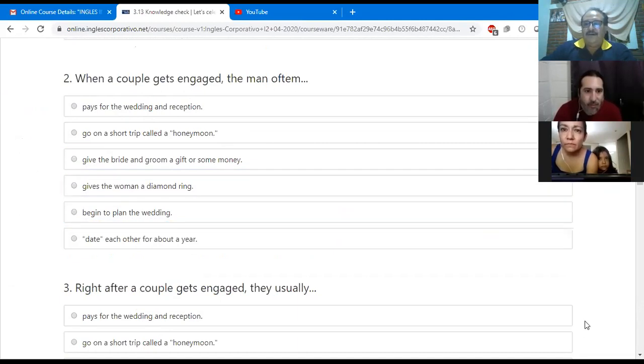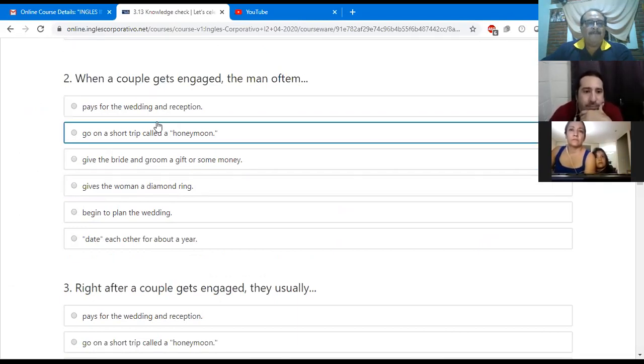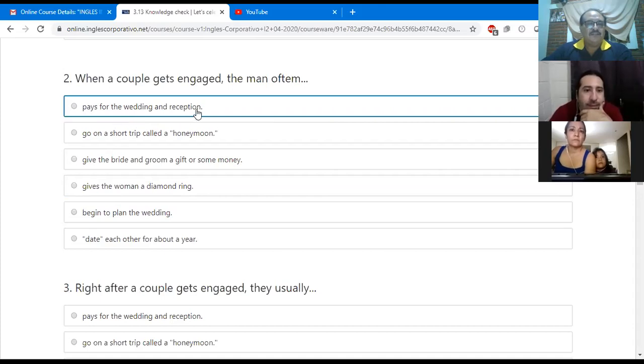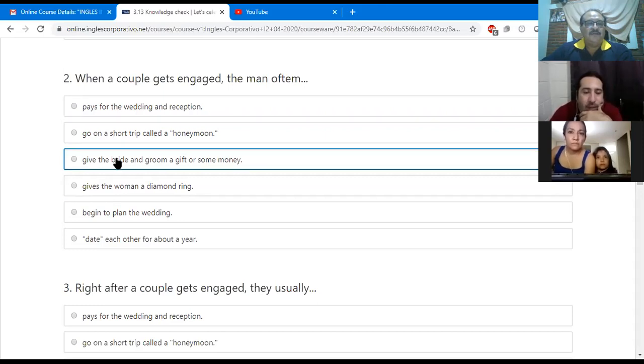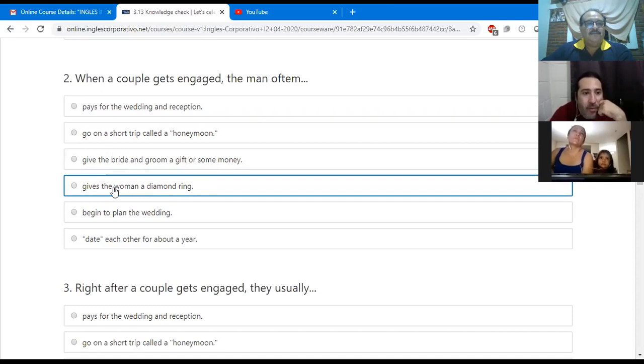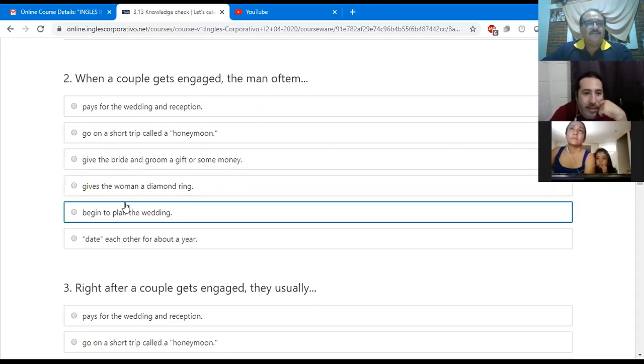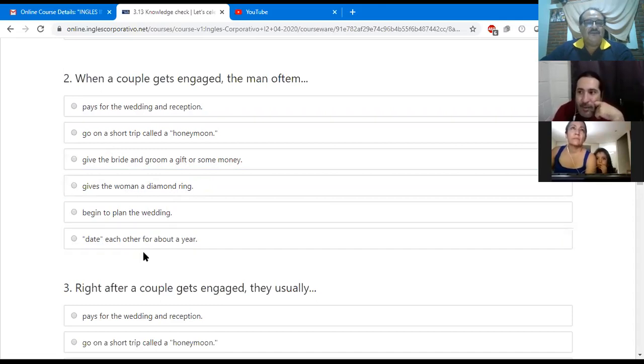When a couple gets engaged, the man often gives the woman a diamond ring. There is a mistake here: often is with an n, not with him. Place for the wedding and reception, go on a short trip called a honeymoon, give the bride and groom a gift or some money, begin to plan the wedding, date each other for about a year.